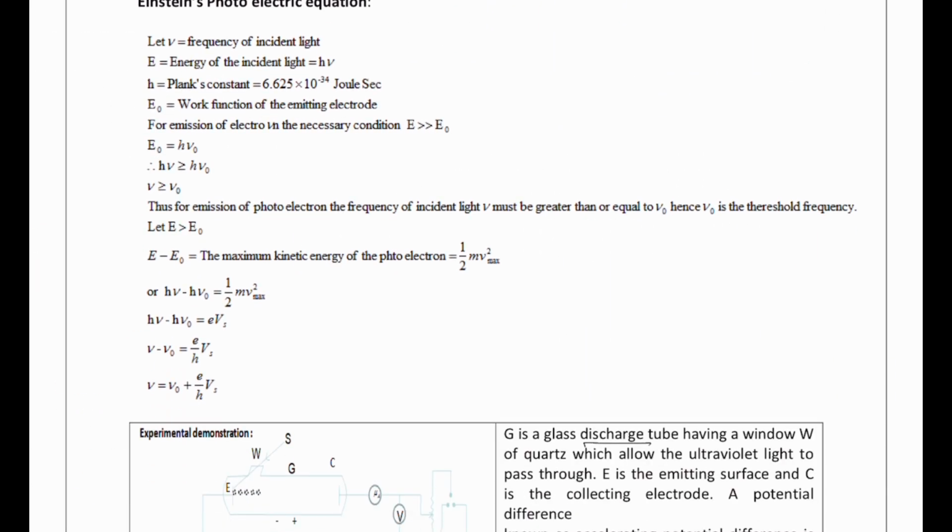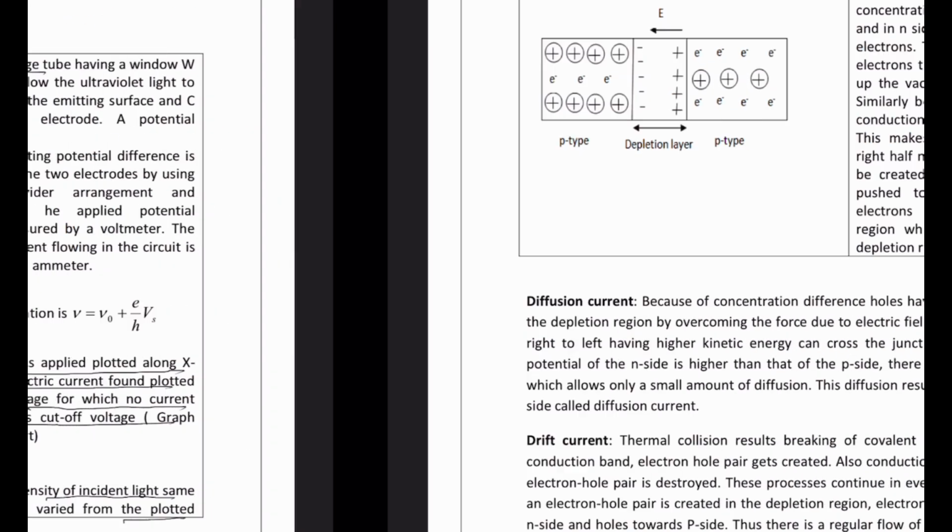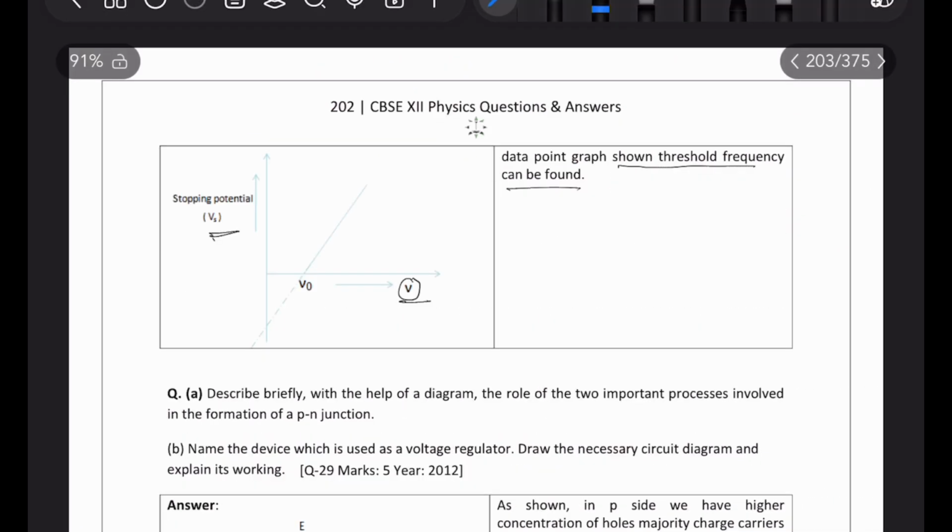So keeping intensity constant, now let us see this part. Different voltages applied are plotted along the x-axis and the photoelectric current found is plotted along the y-axis. So the voltage for which no current is found in the circuit is the cutoff voltage, graph shown. Now keeping the intensity of the incident light the same, only the frequency is varied. Now this particular graph is for frequency versus voltage. Okay, so this particular frequency below which no photoelectrons are emitted is the threshold frequency.